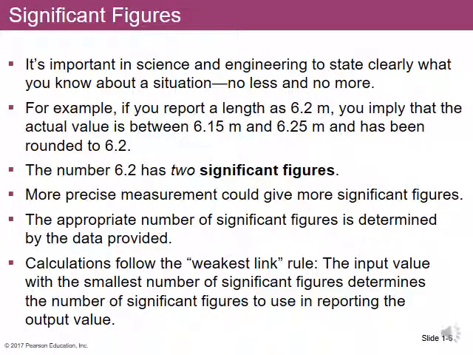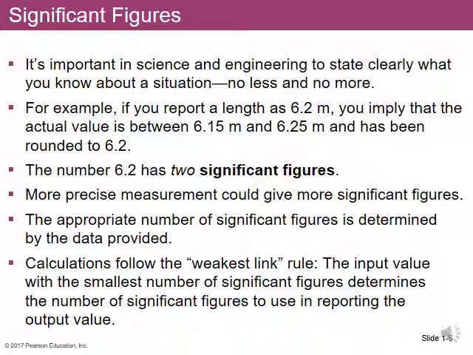The last thing we're going to talk about here are significant figures. It's important in science and engineering to be specific about how much you actually know. So, for example, if you report the length of something as 6.2 meters, what you're implying is that that's all you know about the measurement. That you know the actual value is somewhere between 6.15 and 6.25, so you rounded it to 6.2.